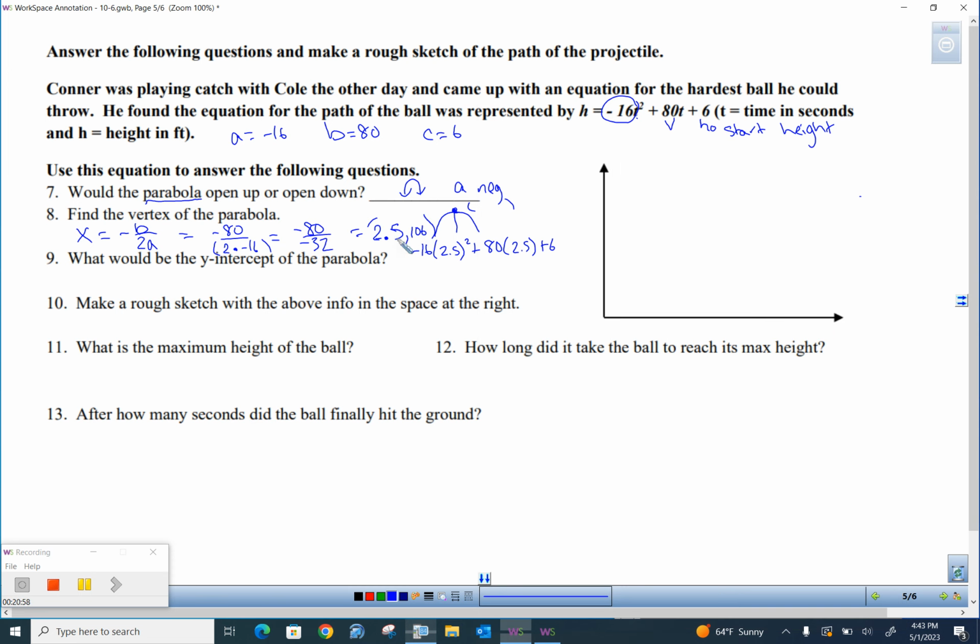Okay. The y-intercept, as a reminder, is always (0, c). So our c value is 6, but also when we graph these last chapter, remember the start height is where you put your first number over here, and so that was by definition our y-intercept. Okay, so (0, 6).